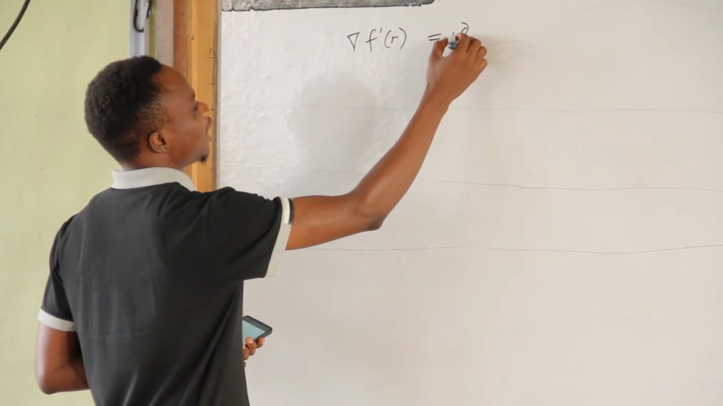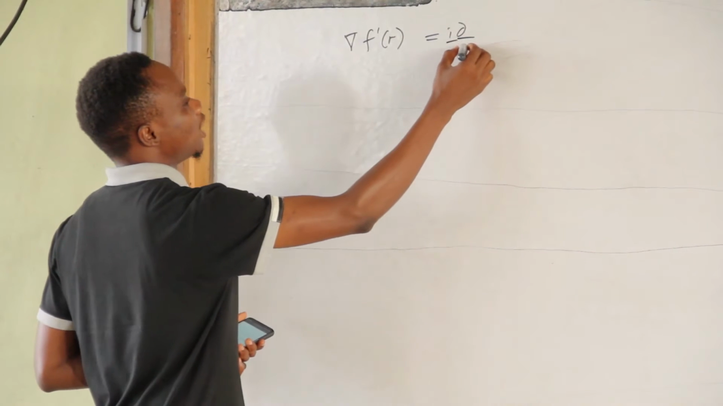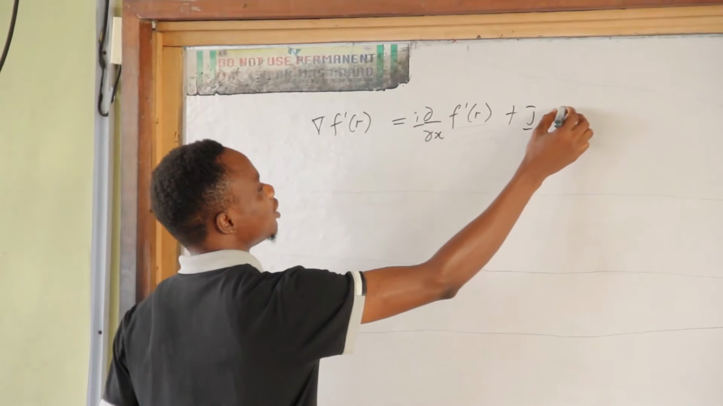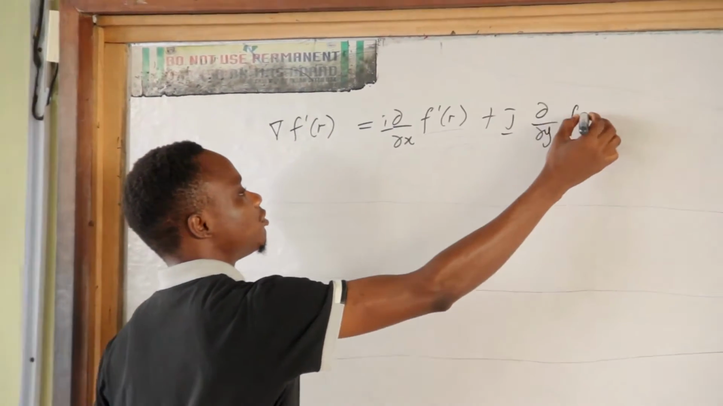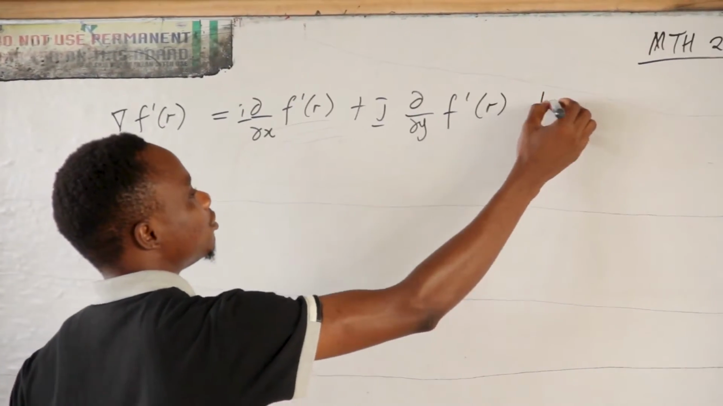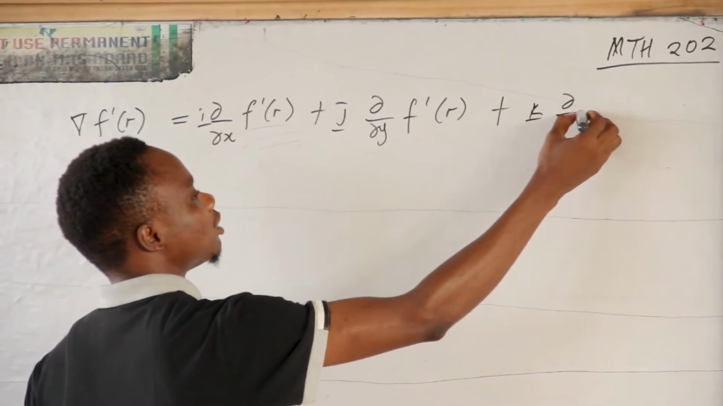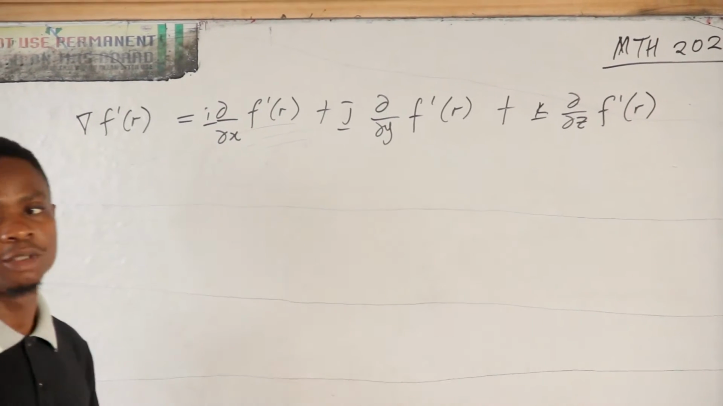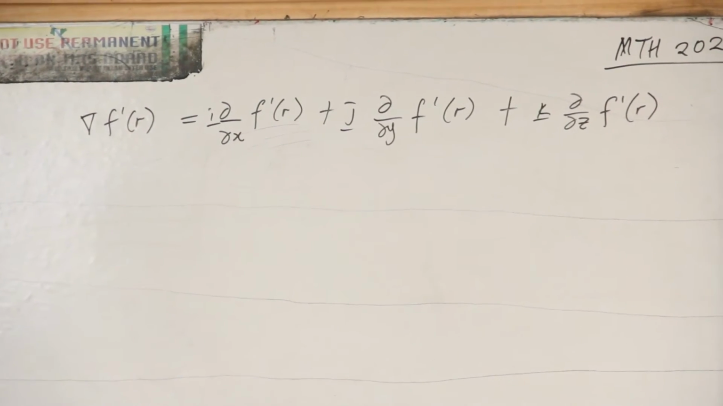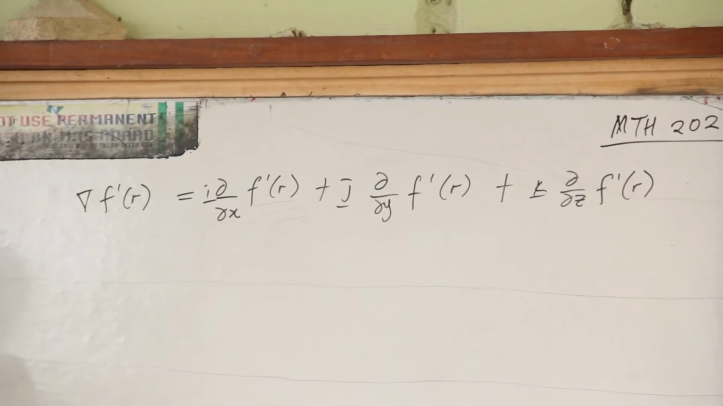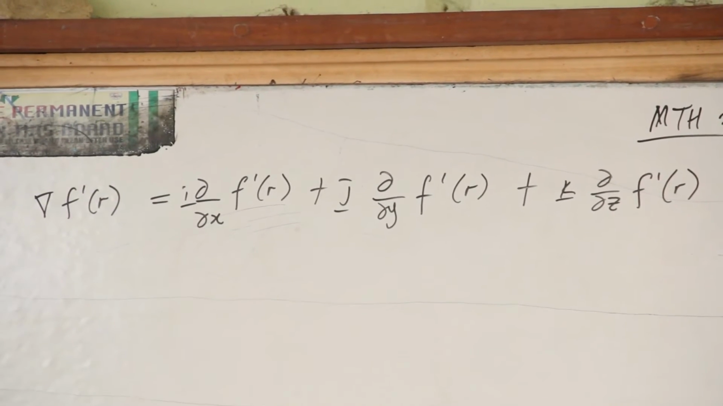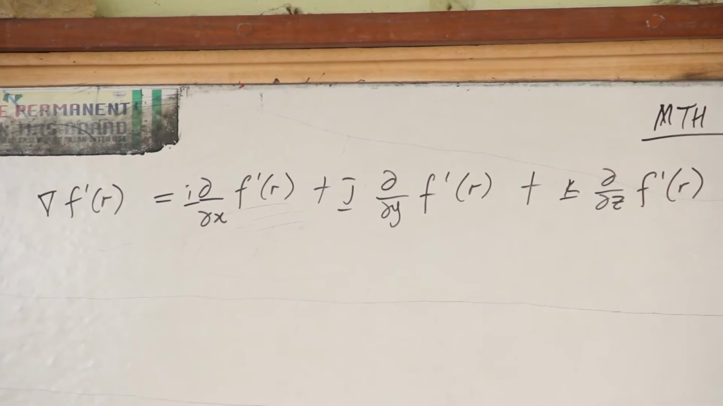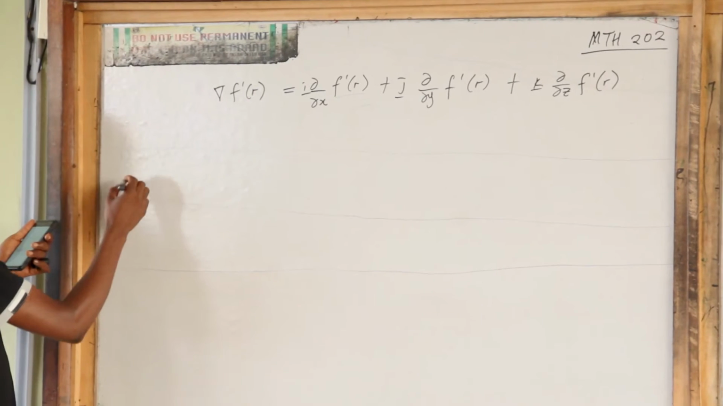That means this is going to be i del/del x of f prime of r plus j del/del y of f prime of r plus k del/del z of f prime of r. Does that make sense? Alright. So we know that f prime of r, so you can get one of them and generalize for the other. Is that clear?